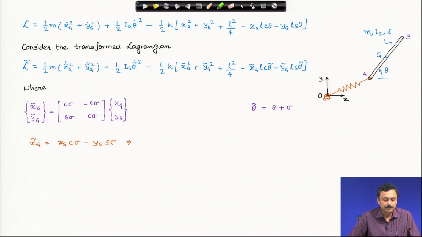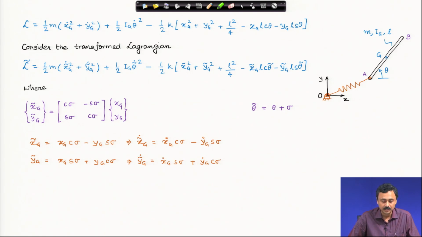I have written here the complete expression of x g tilde. I have opened up the matrix product, and from here I can find out the velocities, because I need it for the kinetic energy. Similarly, for y g tilde in terms of x g and y g, I differentiate that with respect to time to get the velocity in the y direction of the center of mass. Similarly, I differentiate theta tilde, and that will be equal to theta dot only, because sigma is a parameter, it is a constant.